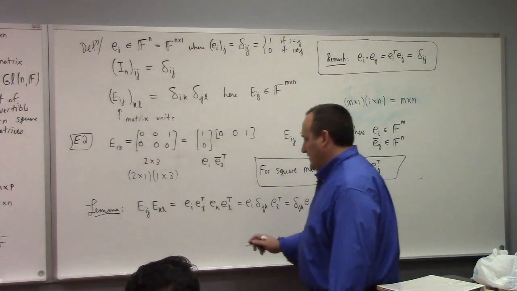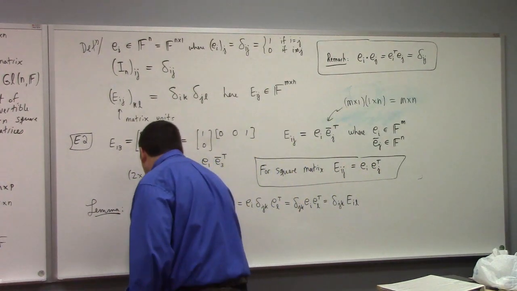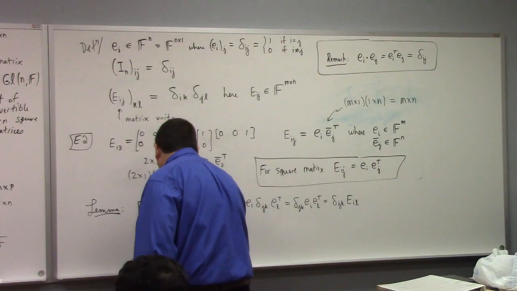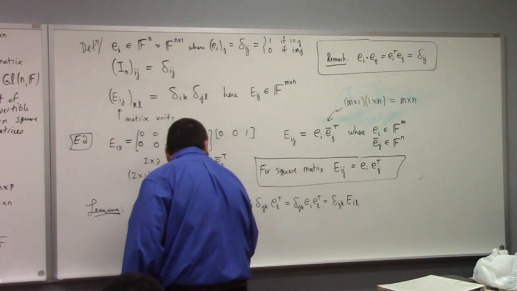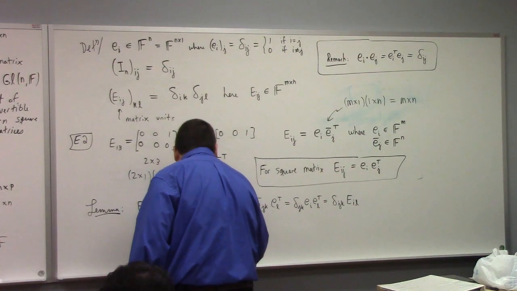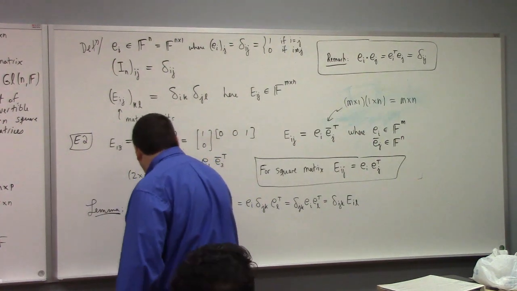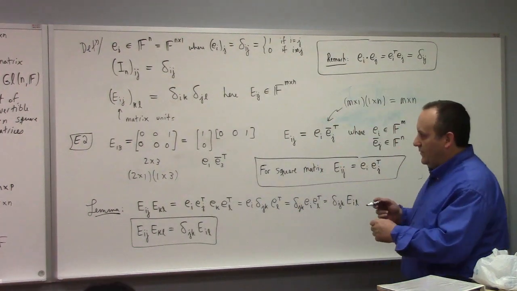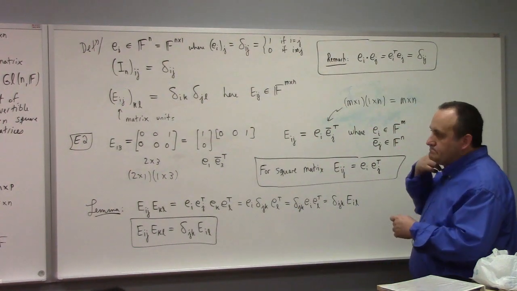Yeah, so that's the fundamental lemma. Eij times EKL is equal to Kronecker delta Jk times EIL. You can solve tons of problems with this identity. All right, so there's that.